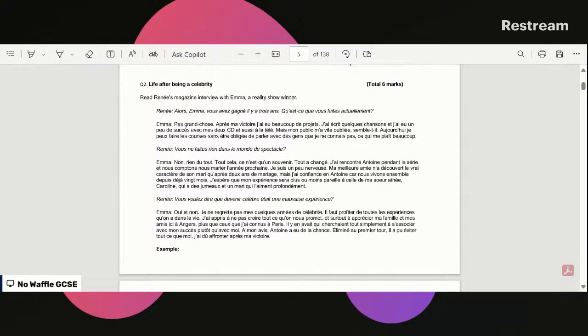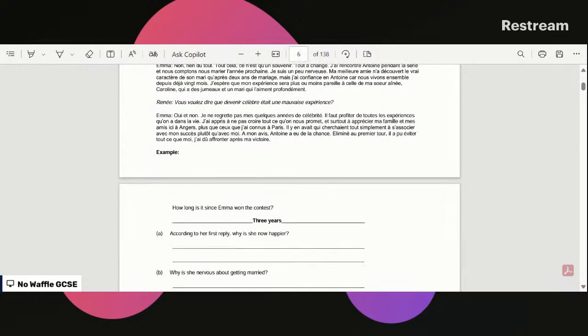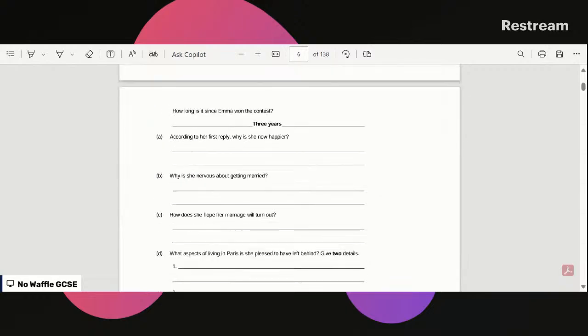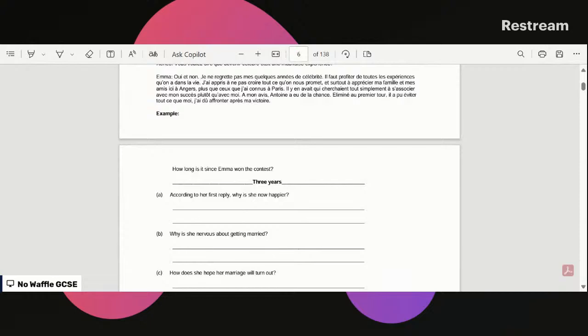Okay, continuing on. Life after being a celebrity. Read Renee's magazine interview with Emma, a reality show winner. I never recommend reading the whole thing. I feel like that's just a waste of time and you end up forgetting. So I remember myself doing it. I simply just looked at the question and tried finding the answer. So, how long is it since Emma won the contest? Now it's 3 years, so this is already answered for us.